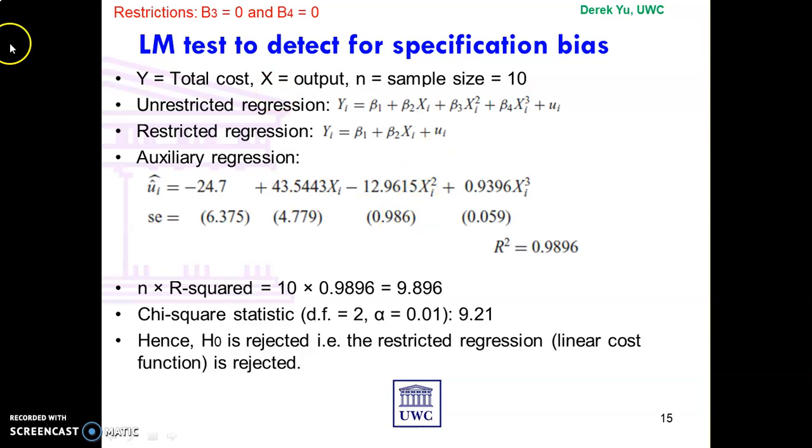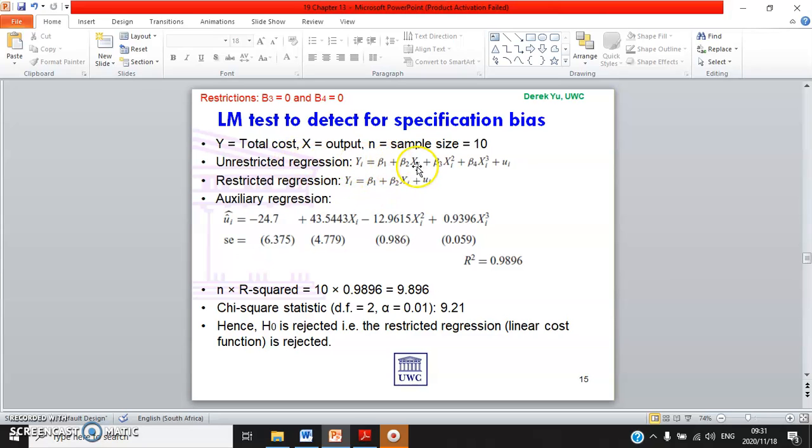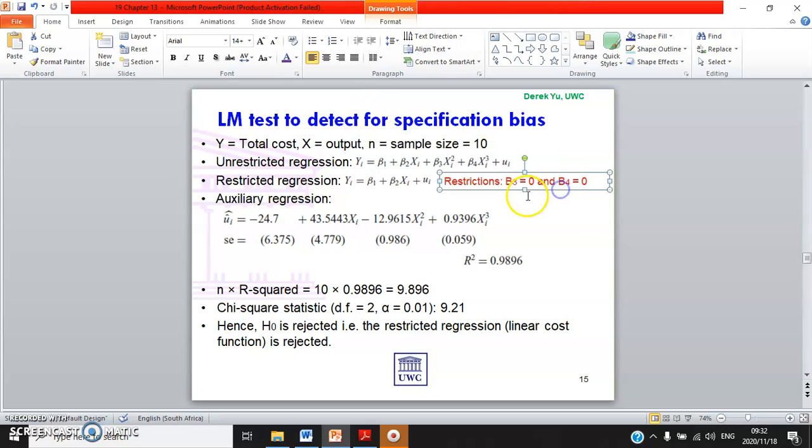Okay. So let's look at this question. This is my unrestricted regression. Y as a function of x, x squared, x cubed. So it is cost explained by output. I think from the unrestricted regression, I argue it should be a nonlinear function. If you remember your cost graphs from first year, it should be a polynomial model. But then I rather run the restricted regression this time. I kick out x squared and x cubed. In other words, I impose two restrictions, which is b3 is 0 and b4 is 0, so that all these terms will fall away. So in other words, I have two restrictions imposed.